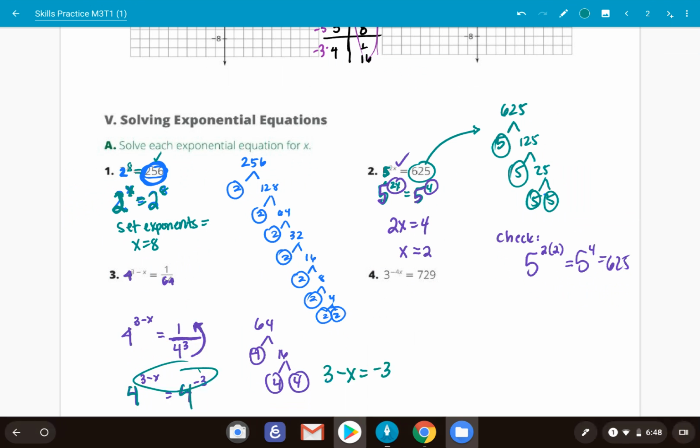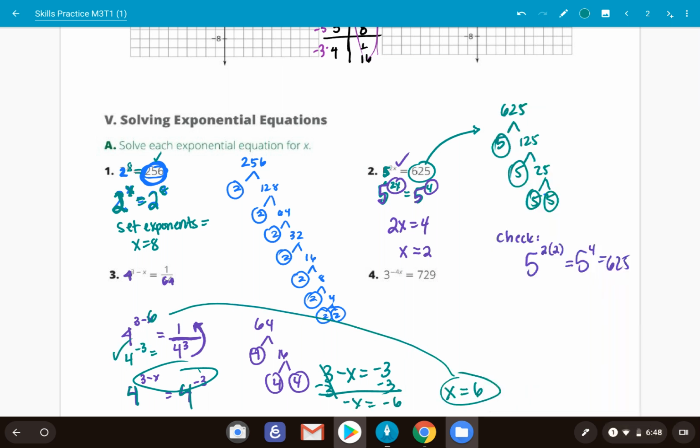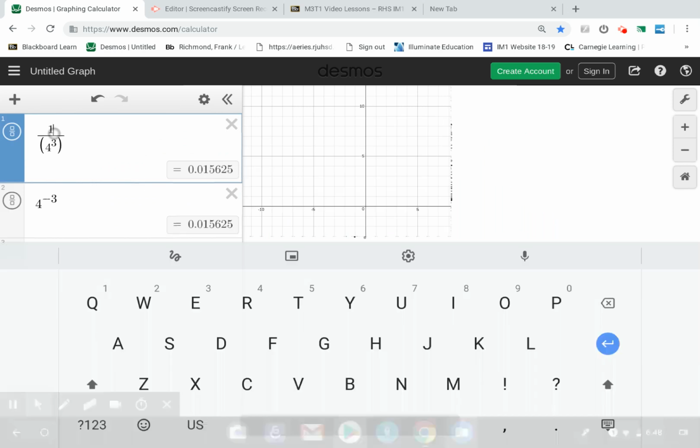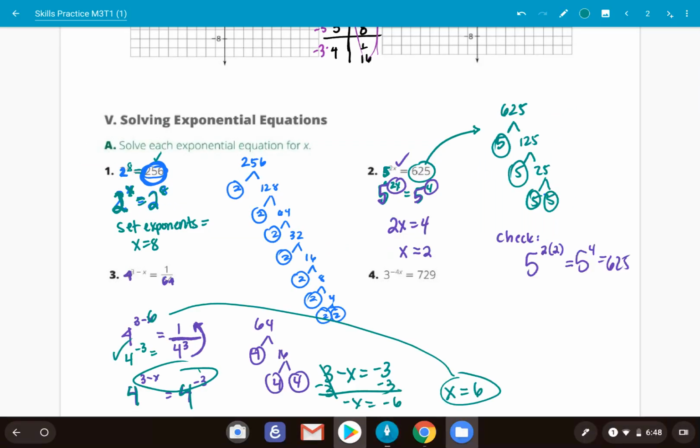And I'll end up getting a value for my x. So negative x equals negative 6. If I divide by negative 1, I'll get x equals 6. And I can check that by substituting my 6 in right here. 4 to the negative 3 power, does that equal 1 over 4 to the third power? And it does. And we just checked that actually on the graphing calculator here. 4 to the negative 3 is equal to 1 over 4 to the third. So we know we did get that right.